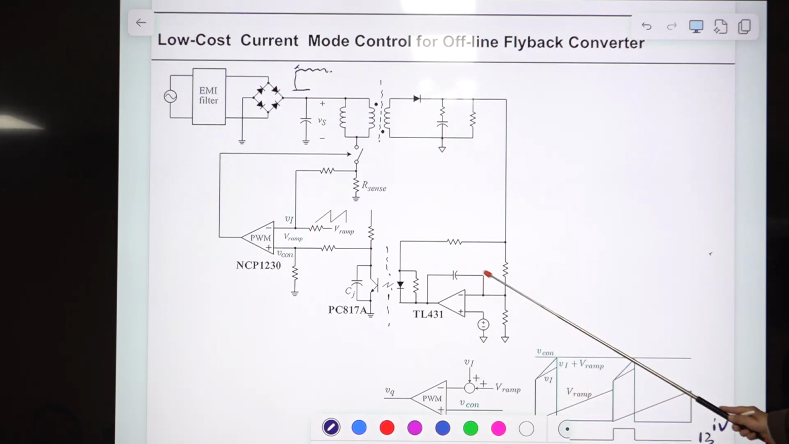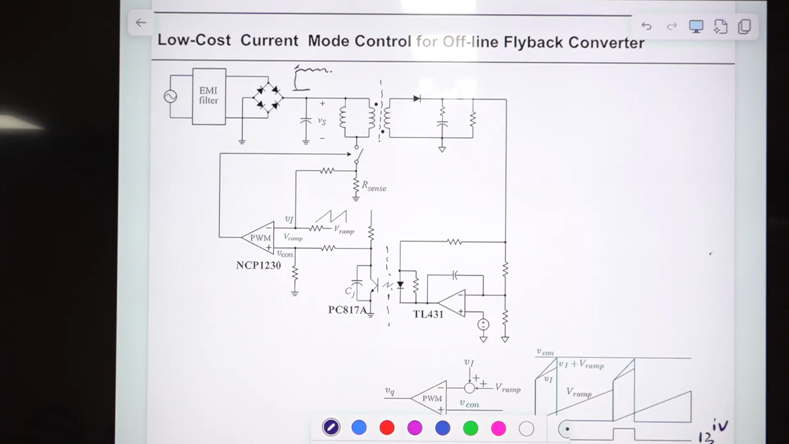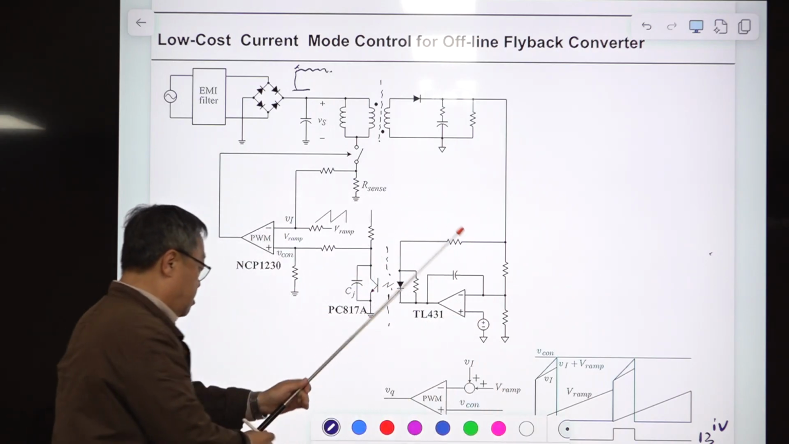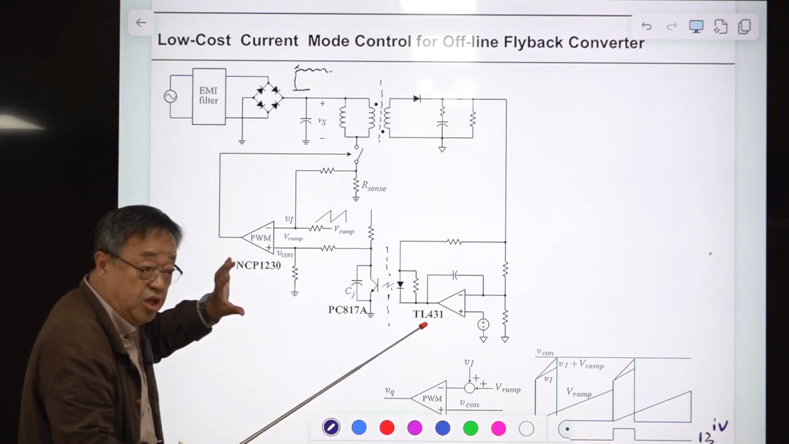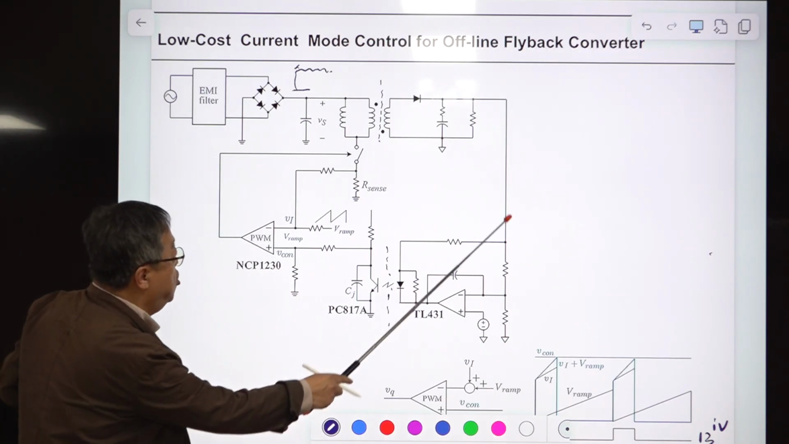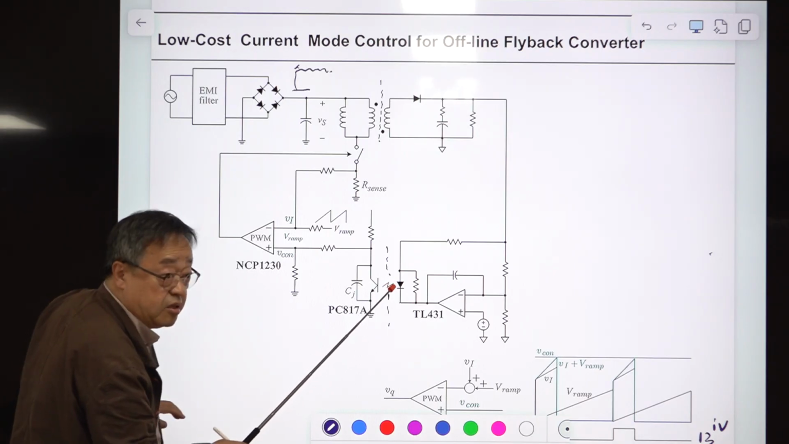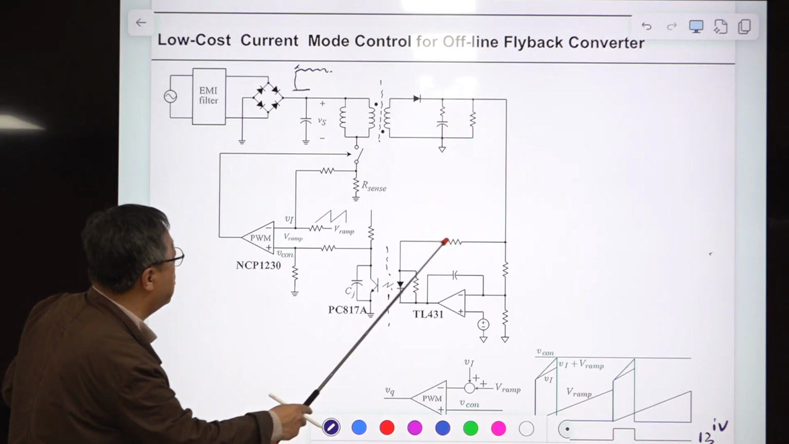Okay, using something, and this device is called an optocoupler. It contains the phototransistor and the infrared light emitting diode in one package. So the feedback signal will be transformed to this light signal, and we will enter this. Okay, then this is the feedback.